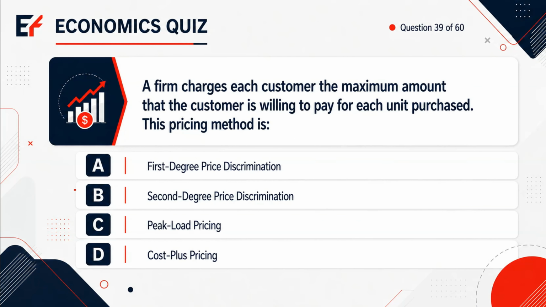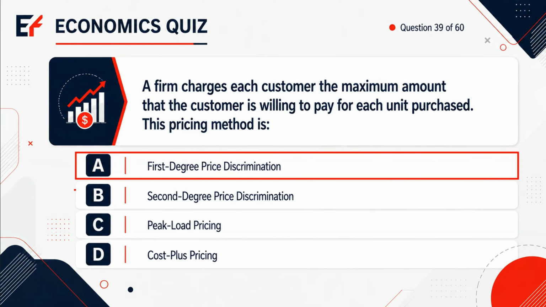Question 39. A firm charges each customer the maximum amount that the customer is willing to pay for each unit purchased. This pricing method is A. First-degree price discrimination, B. Second-degree price discrimination, C. Peak load pricing, D. Cost-plus pricing. The correct answer is A.